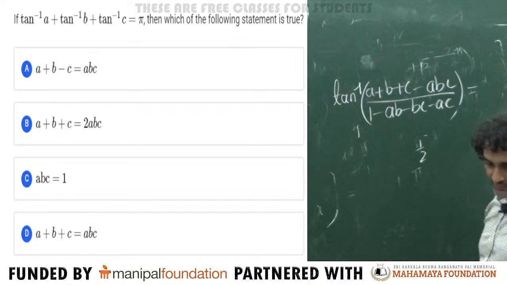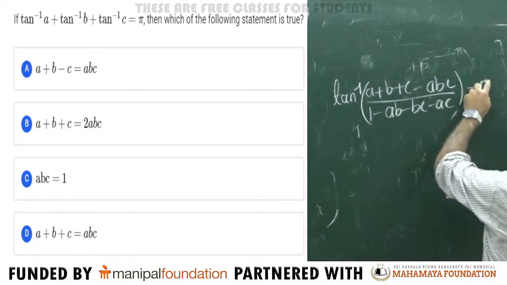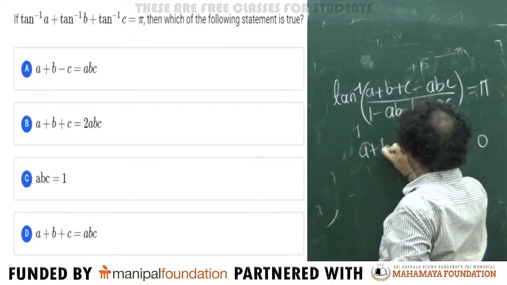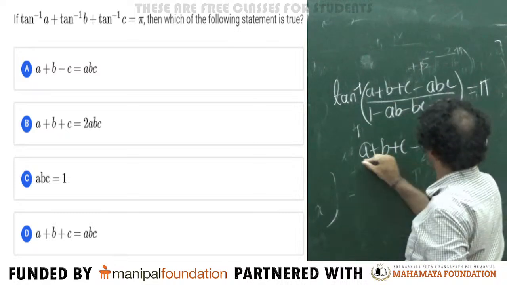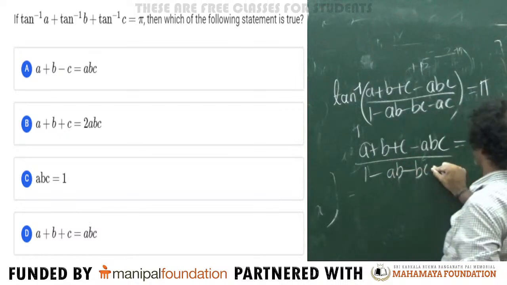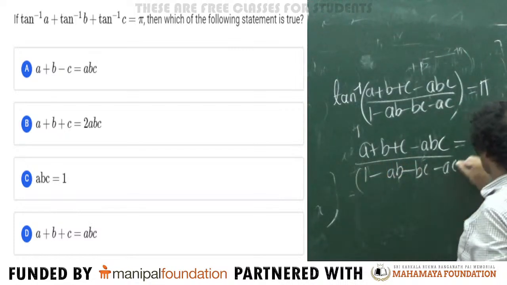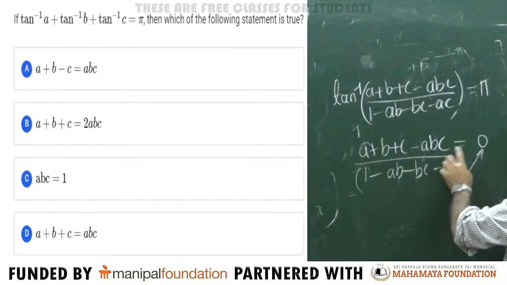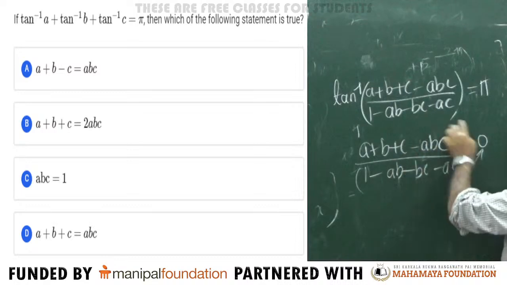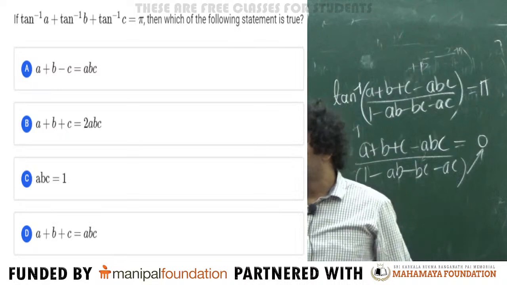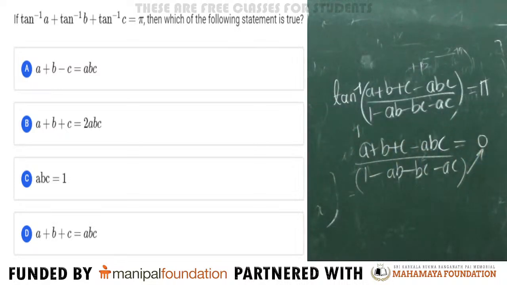Isn't it equal to, have they given it's equal to pi? So this inverse, when you take it here, it becomes tan pi, and tan pi is 0. So A plus B plus C minus ABC divided by 1 minus AB minus BC minus AC is 0. What you do is bring the whole term up. So do you get A plus B plus C minus ABC equal to 0? So who is A plus B plus C? ABC. Done. Copy this, okay?